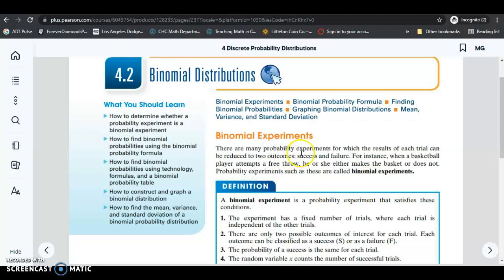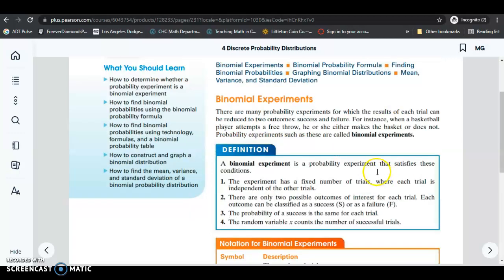Okay, so there are many probability experiments for which the results of each trial can be reduced to two outcomes, success and failure. For instance, when a basketball player attempts a free throw, he or she either makes the basket or does not. Probability experiments such as these are called binomial experiments. In other words, a probability experiment is a binomial experiment when you can classify the outcomes as either a success or failure. But there are other conditions that need to be met. So let's discuss those conditions.